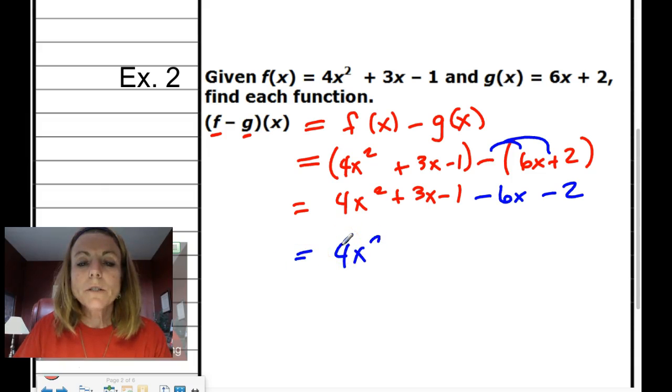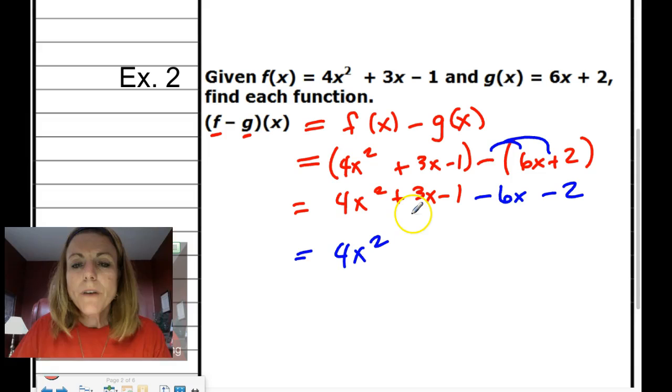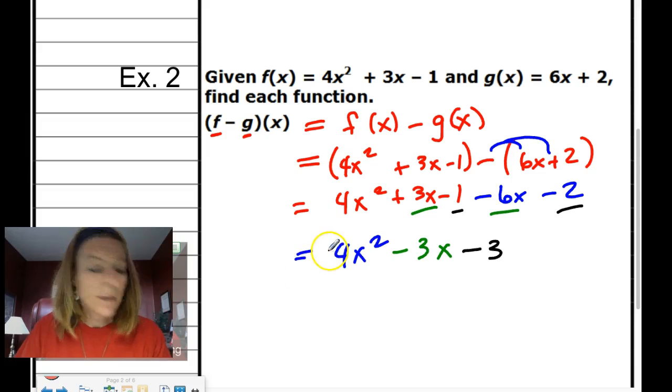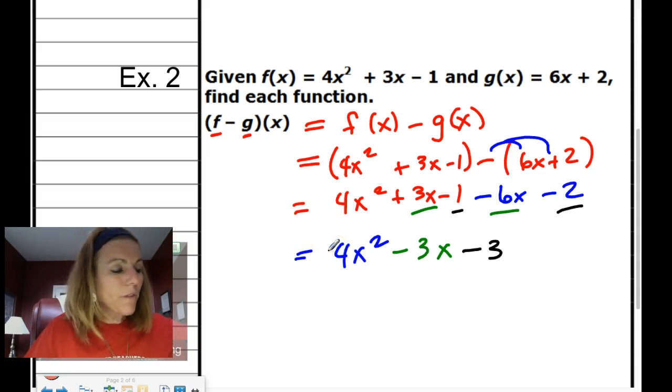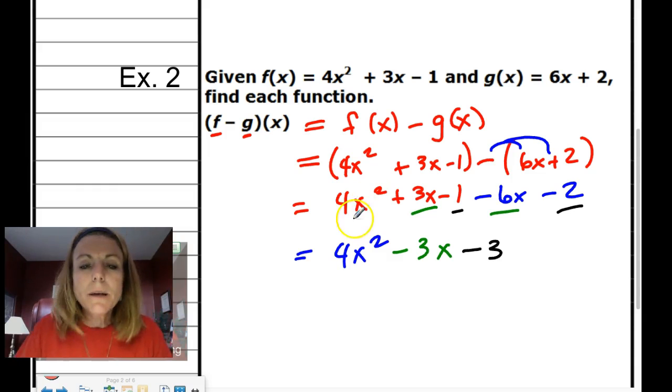We now are going to combine like terms. We have a 4x squared. We have a 3x and a negative 6x, which is a negative 3x. And we have a negative 1 and a negative 2, which is a negative 3. So the final answer right now is 4x squared minus 3x minus 3.